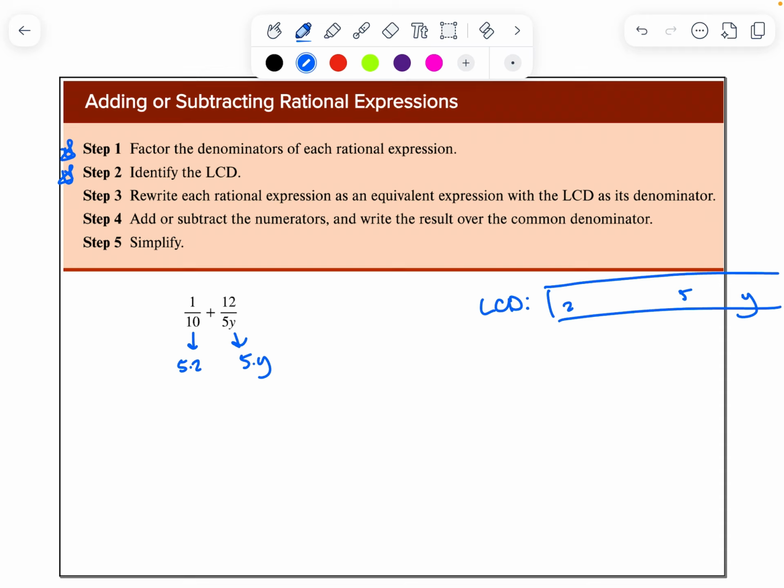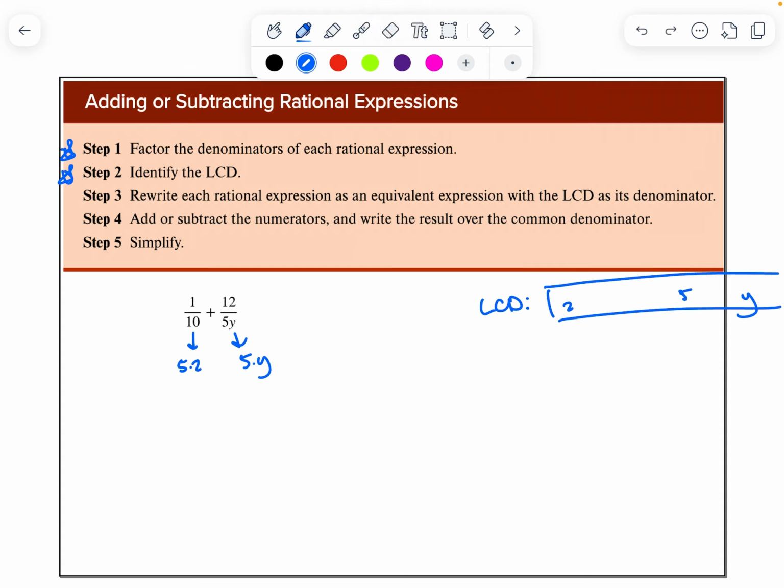So now, is everything represented? 2 and 5? Check. 5 and y? Check. All right, so what we're going to do now is look at what is missing from each of those fractions. So 1/10 that has a 5 and a 2, it's missing a y.